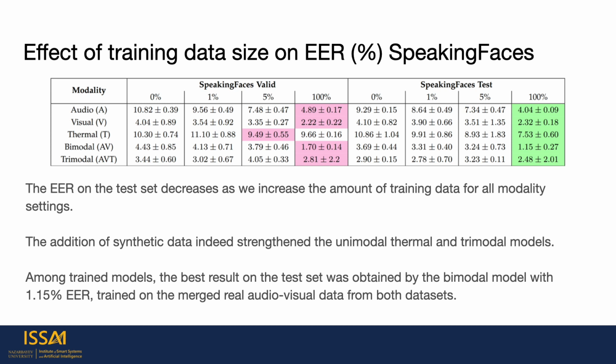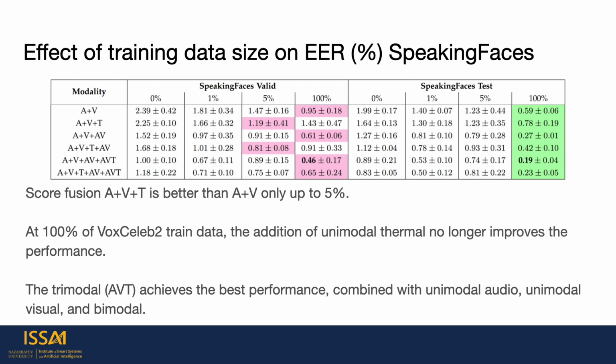Among the trained models, the best result on the test set was obtained by the bimodal model with 1.15% equal error rate, trained on the merged real audio-visual data from both datasets. Here are the 6 score fusion combinations of the trained models.